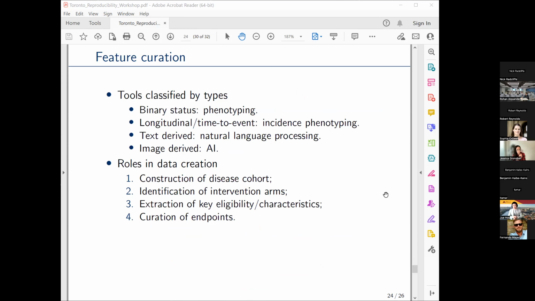And then for feature extraction, once we map those features into the EHR, we need specialized tools to get accurate information about those clinical variables. Depending on what format the data is in, we have listed some existing tools that can help people get binary status, time to event, or, from text, specific numerical measurements, or, from images, certain diagnoses. And the role of this feature creation in the data curation is that we can construct the disease cohort, then zoom in to find the intervention arms for the comparison of treatment, then identify the eligible subset for the study, and then curate the endpoint in the follow-up.